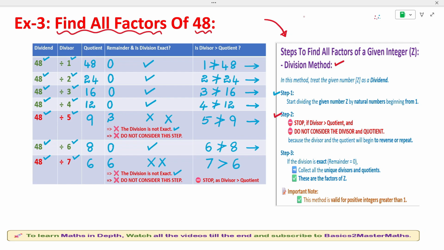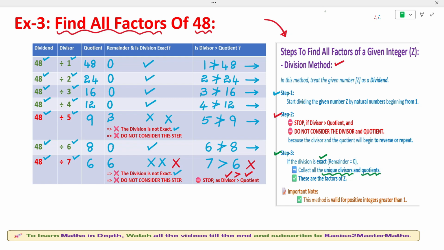As per step 2, please stop here since the divisor is greater than the quotient, and please do not consider this step. Got it? Step 3. If the division is exact, then collect all unique divisors and quotients.